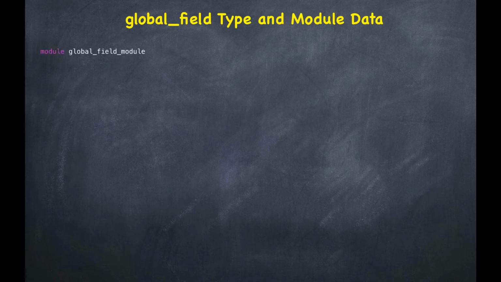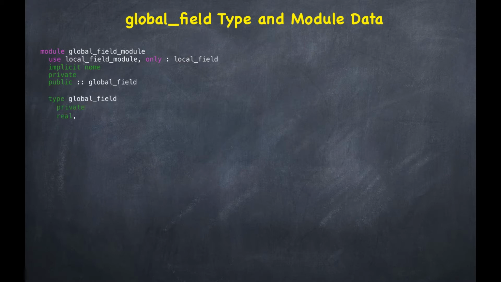We'll implement the global field type in a module that uses the local field module. We'll prevent implicit typing, and we'll declare everything in this module to be private by default, in keeping with the information hiding philosophy of object-oriented programming. We'll then expose the global field type and any public type-bound procedures, and then we'll declare a private array co-array component to hold the solution values.